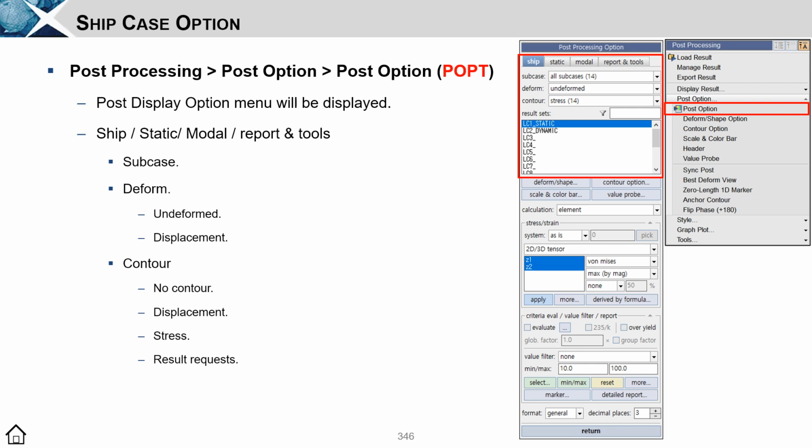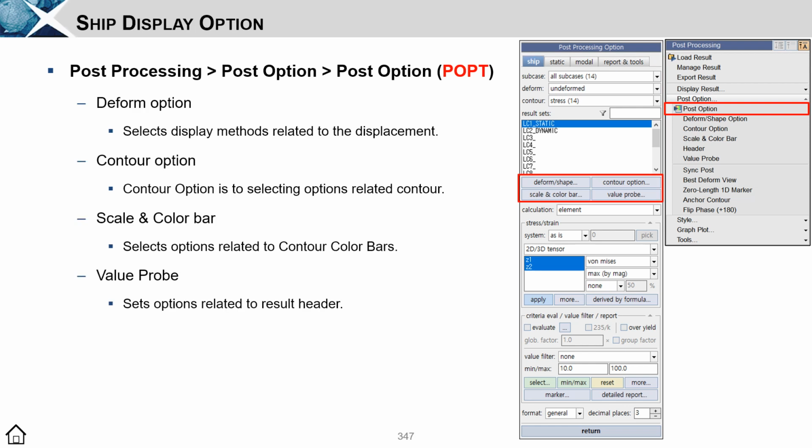The user can select the load case, deformation type, and contour type to be output as a result to display the results. The user can access various options required for evaluating results from the Ship tab. I'll explain the details separately in that function.